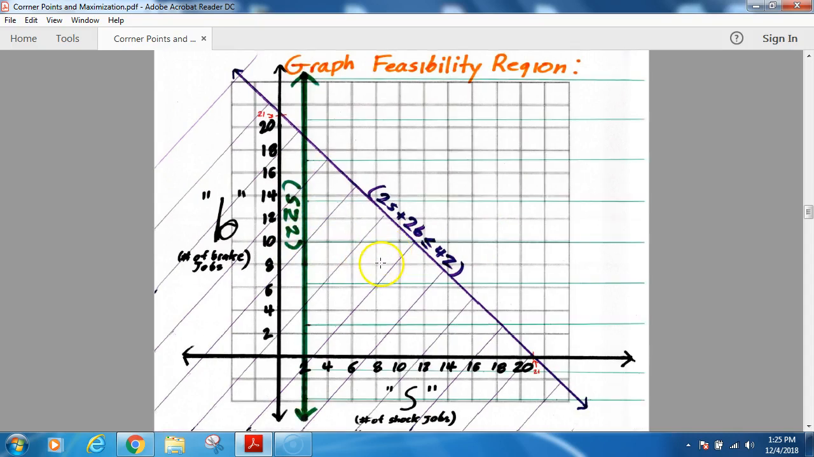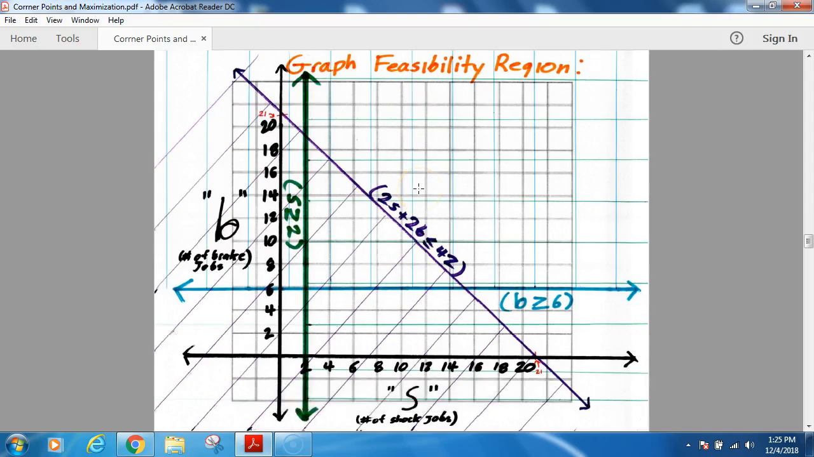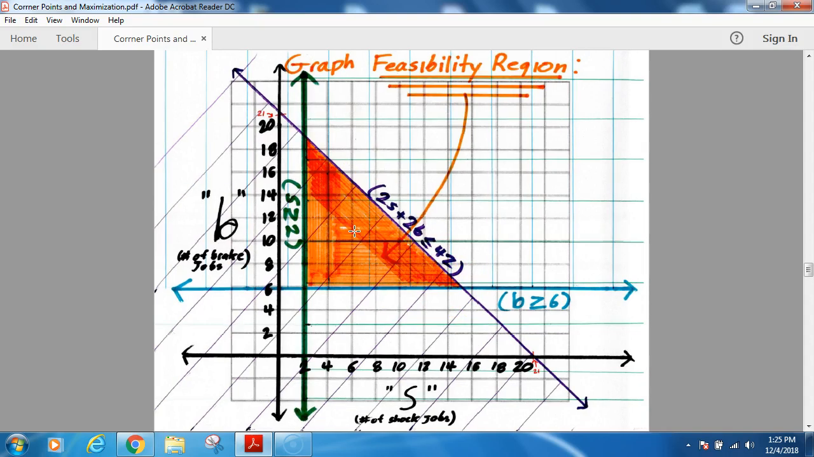Alright, finally, our last inequality is that the number of brake jobs has to be greater than or equal to 6. So above that line right there. Now, of course, the whole point was we want to identify this feasibility region, and that's this area where they all overlap right here, right? If that's not clear enough, let me shade it all in for you here. All right, so that's our feasibility region right there.